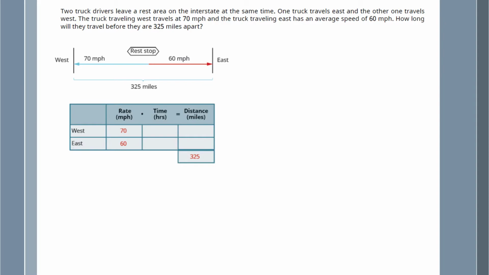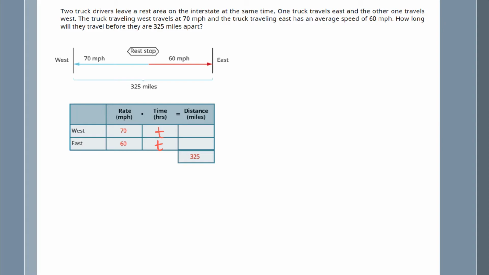We know that they were traveling different speeds, but there's only one time, right? It's the amount of time it takes them to get 325 miles apart. So the amount of time that they drive is the same. So we can use the same variable, t, to represent both of their times, because that number, whatever it is, is going to be exactly the same for both trucks.